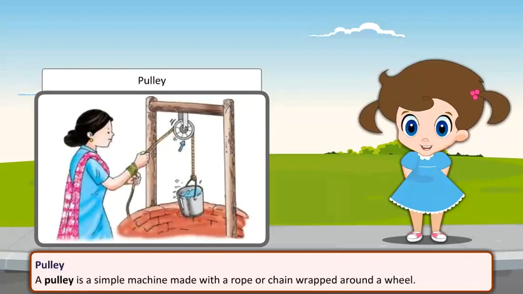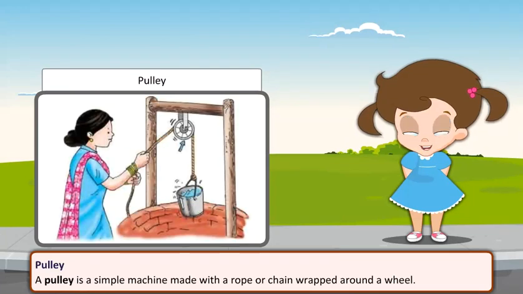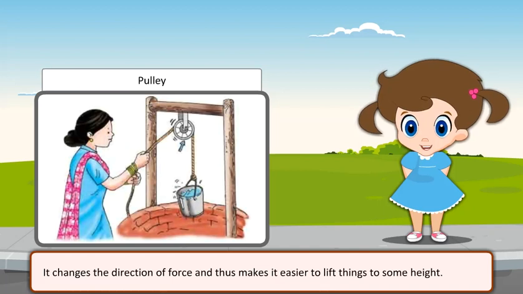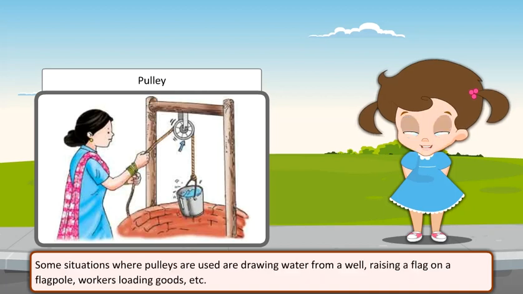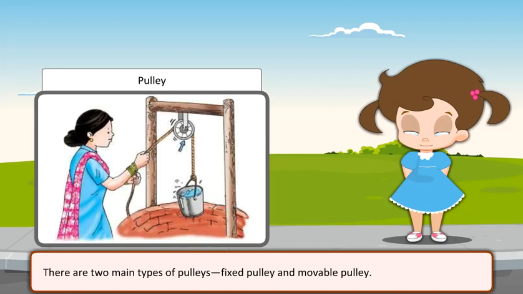Pulley. A pulley is a simple machine made with a rope or chain wrapped around a wheel. It changes the direction of force and thus makes it easier to lift things to some height. Some situations where pulleys are used are drawing water from a well, raising a flag on a flagpole, workers loading goods, etc. There are 2 main types of pulleys, fixed pulley and movable pulley.